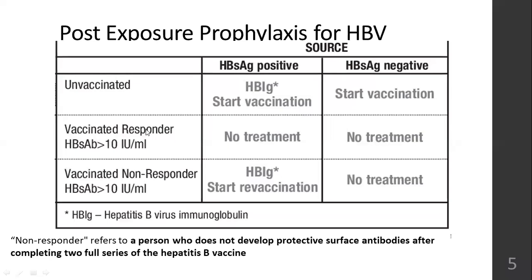And what do we mean by non-responder? A non-responder is a person who is not able to develop protective surface antibodies after completing two full series of hepatitis vaccine. There are two series of hepatitis vaccine that you have to take, and one booster dose. After these two series and one booster dose, if you still are not developing enough antibodies to protect you, you are a non-responder. You are not responding to the hepatitis B vaccination. So is it clear to all, the post-exposure prophylaxis for hepatitis B?